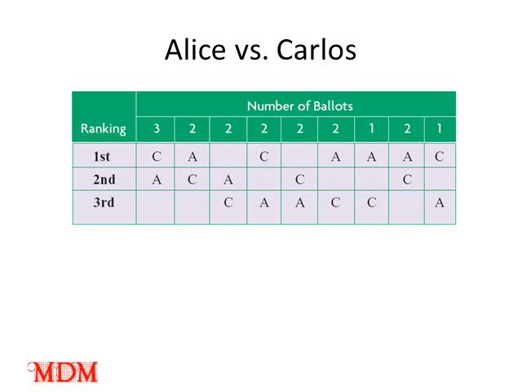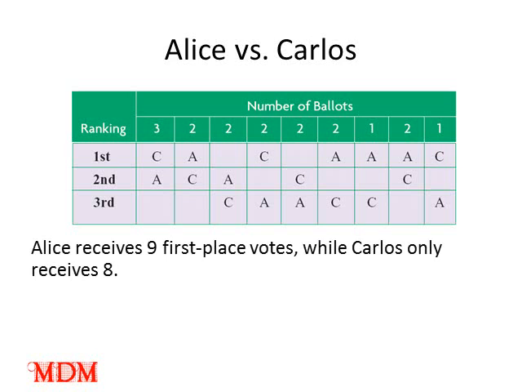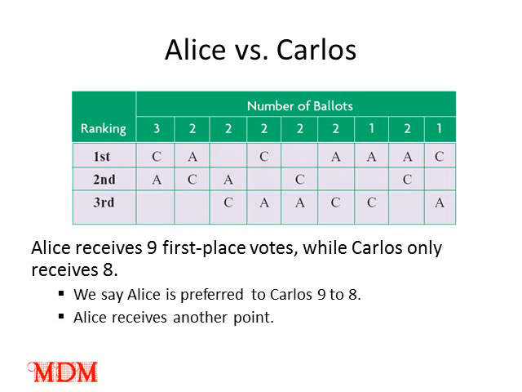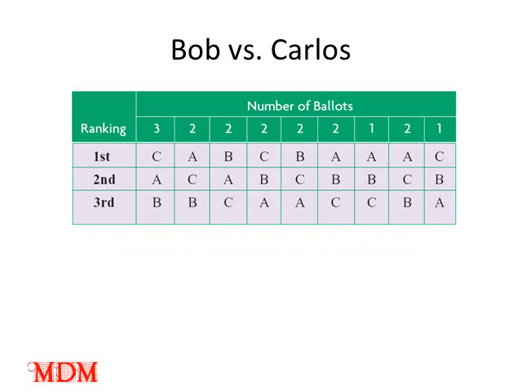Carlos outranked Alice with 3 plus 2 plus 2 plus 1. So Alice receives 9 first place votes while Carlos only receives 8. We say Alice is preferred to Carlos 9 to 8. Alice receives another point. Finally, we compare Bob versus Carlos.